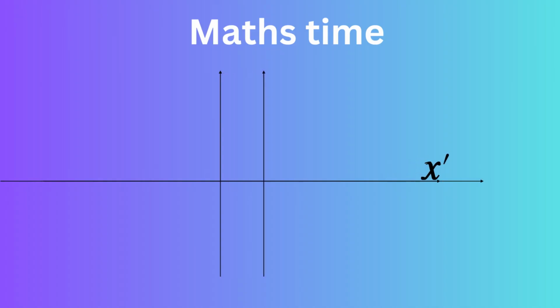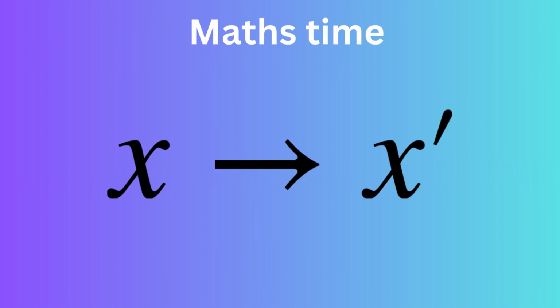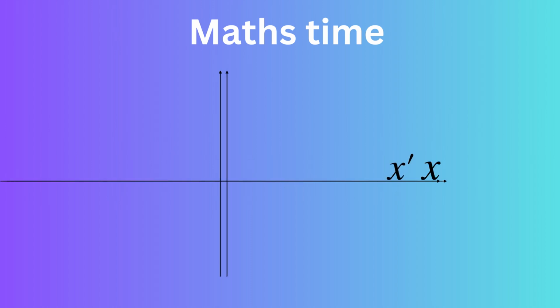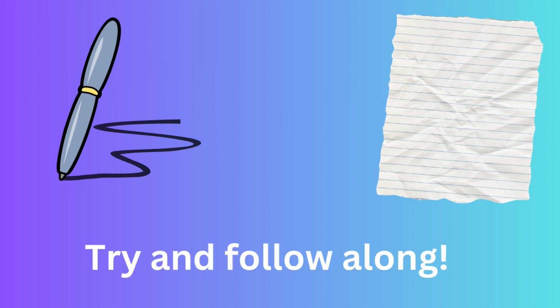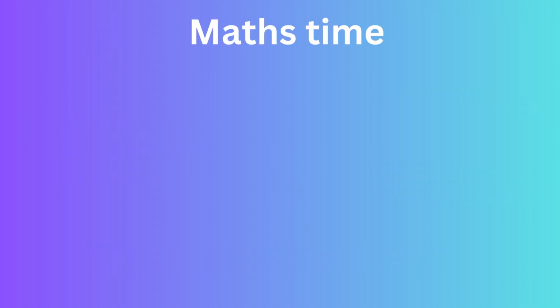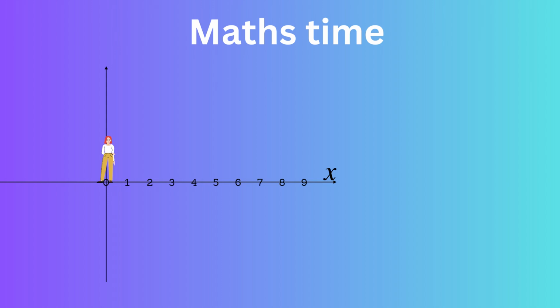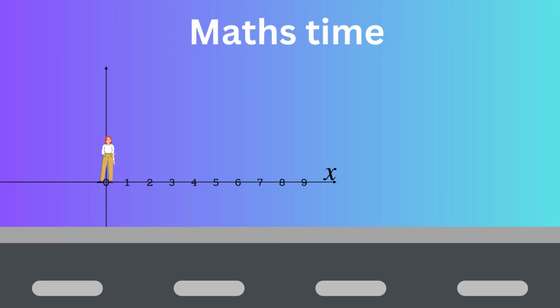We will now try and find a mathematical expression that tells us how to transform from one frame of reference moving at a constant speed to another frame of reference moving at a different constant speed. So go and grab a pen and some paper and try and follow along with me. Imagine that we have Alice, who is standing by the road, and Bob, who is driving on the road in a car towards the right at a velocity v.